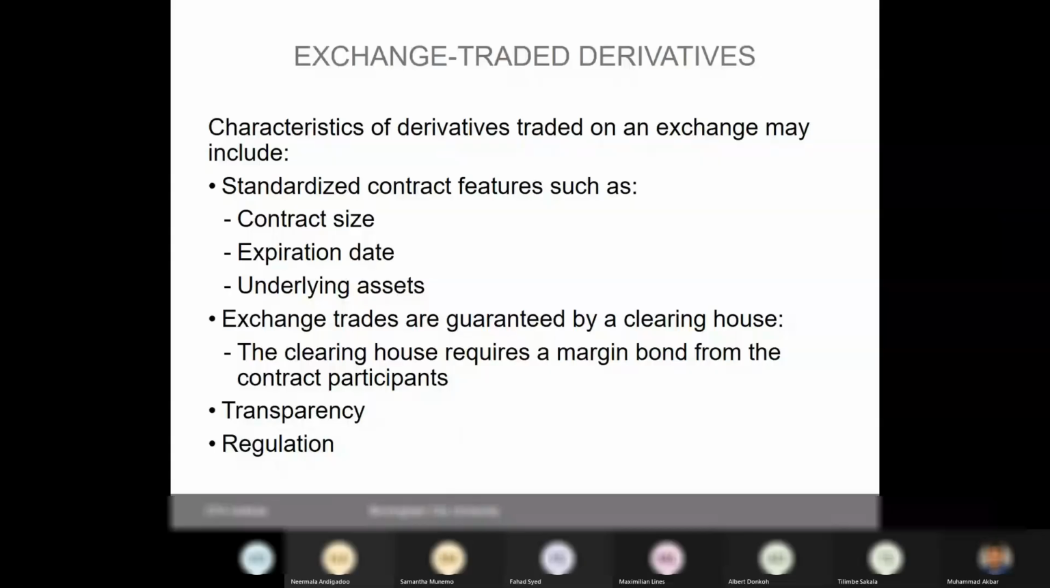And the underlying asset will also be fixed by the exchange. So for example, if I am buying a commodity contract on oil, so which oil? You know, there are different varieties of oil. I mean, we are talking about crude oil.